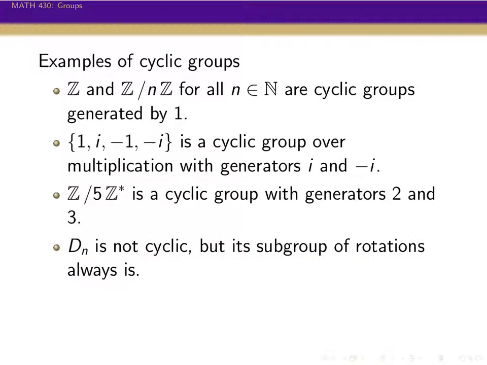Now, the dihedral group is never going to be cyclic. But if we just looked at the subgroup of rotations, the subgroup of rotations always is cyclic. And so, in fact, for Dn, the subgroup of rotations is generated by the rotation of 360 over n degrees. That will generate the entire group of rotations.